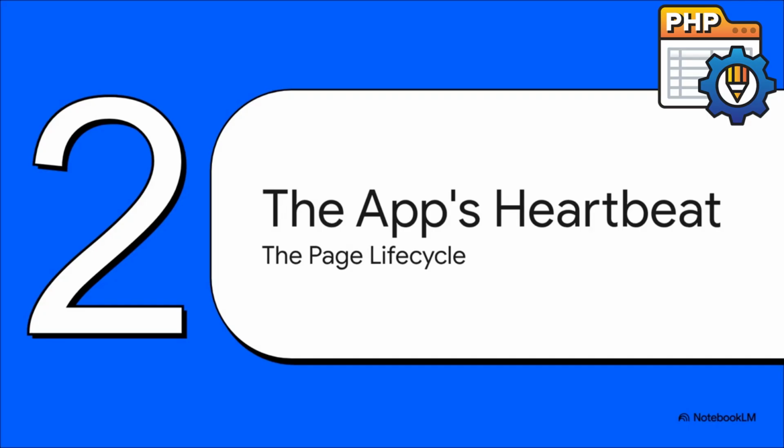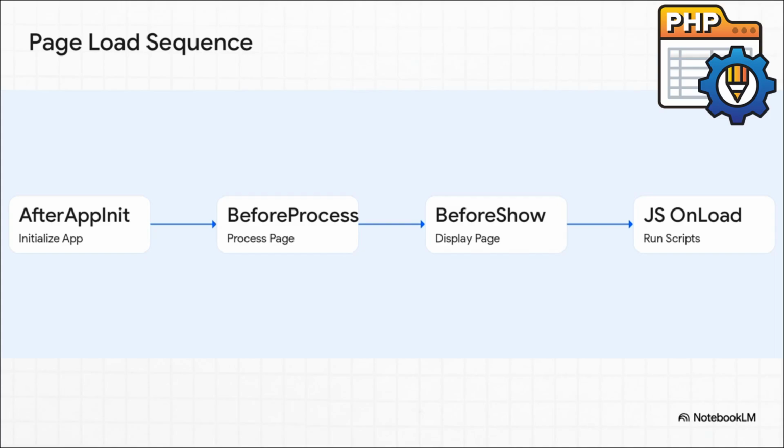All right, let's build on that. We're going to start with the events that are basically the fundamental rhythm of your entire application. I mean, every single time a page loads, there's this predictable sequence of events that fires, and understanding this flow is absolutely key. And this right here, this is the heartbeat of every single page load. It never changes. It always kicks off with AfterAppInit, then moves to BeforeProcess, then BeforeShow, and finally, once everything's visible in the browser, JavaScript OnLoad gets its turn.